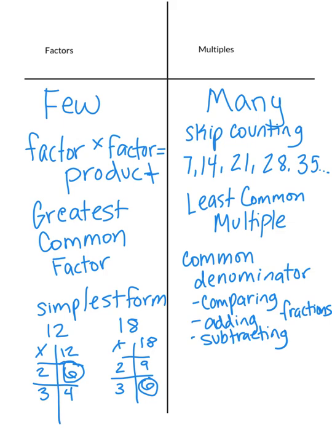Okay, so for least common multiple, if you were trying to come up with a common denominator for, say, 2/3 and 5/6, you would skip count by both denominators. You'd skip count by 3 and you'd skip count by 6. 3, 6, 9, 12, 18.